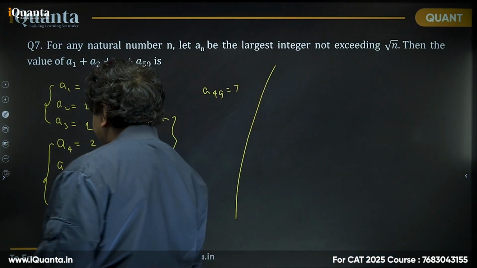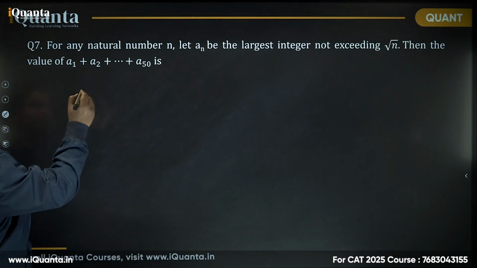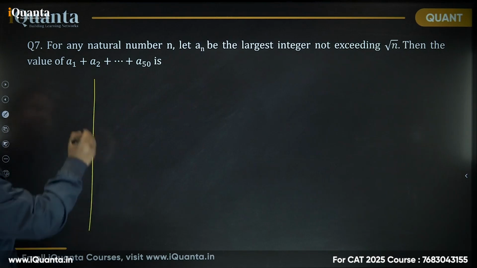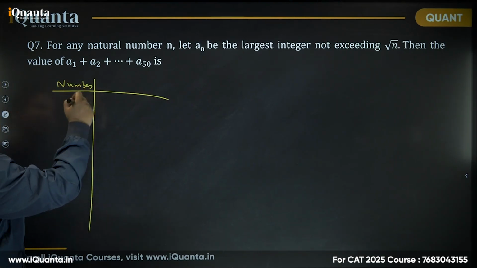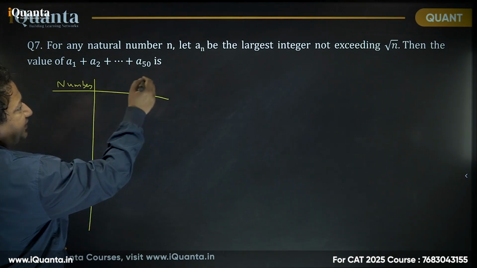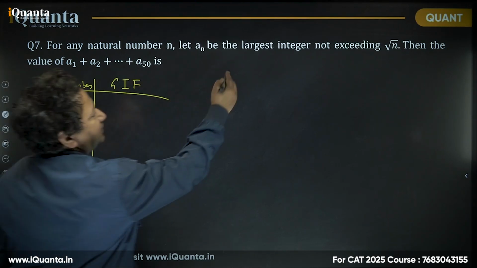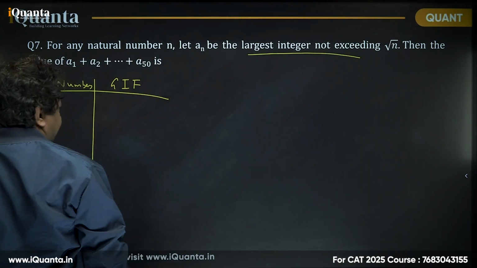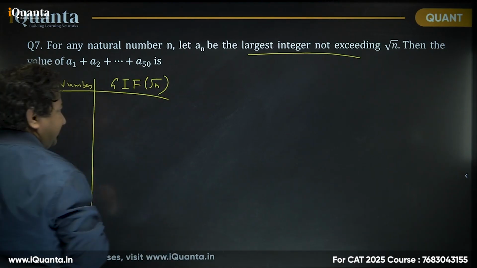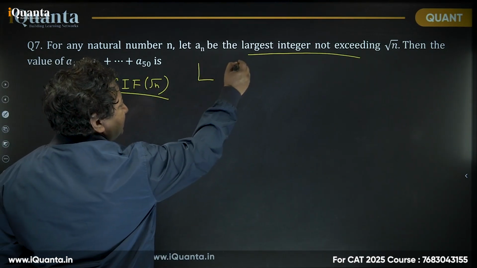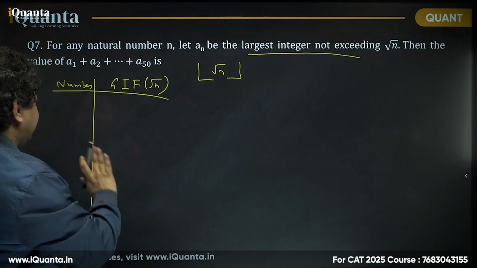Cool. Now let us try to find the pattern. So A1, A2, A3, 3 numbers are there. I'll write the numbers and the largest integer not exceeding, the greatest integer function, GIF of root n. The mathematical symbol for this is this. Whatever you get, that is what we need to do.